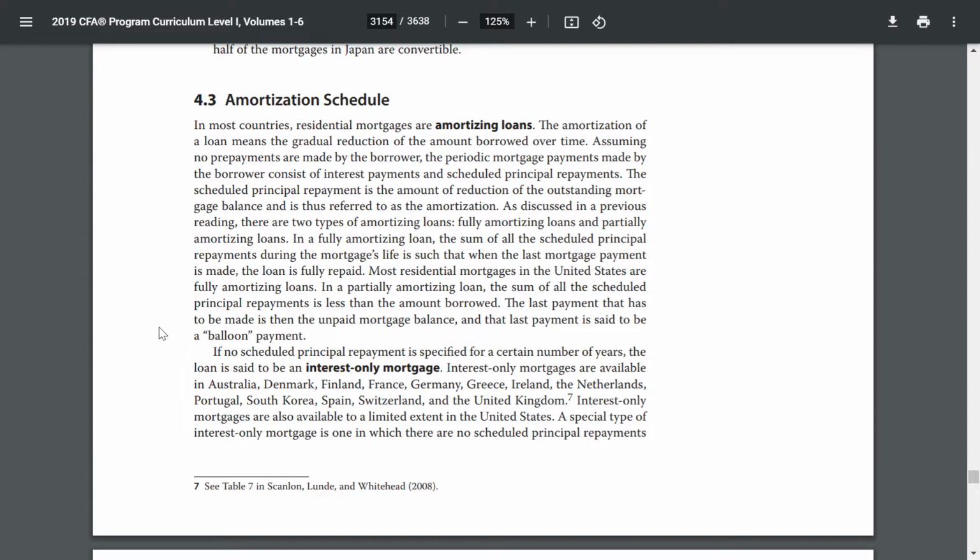Most residential mortgages in the U.S. are fully amortizing loans. In a partially amortizing loan, the sum of all the scheduled principal payments is less than the amount borrowed. The last payment that has to be made is then equal to the unpaid mortgage balance, and the last payment is said to be a balloon payment.